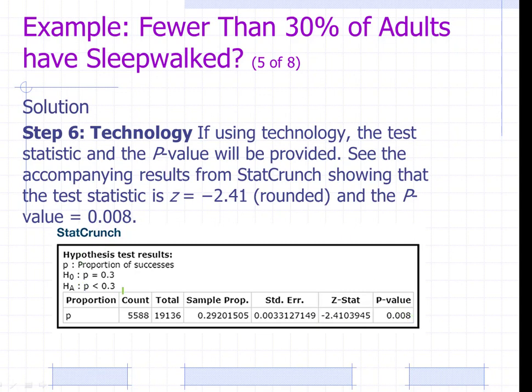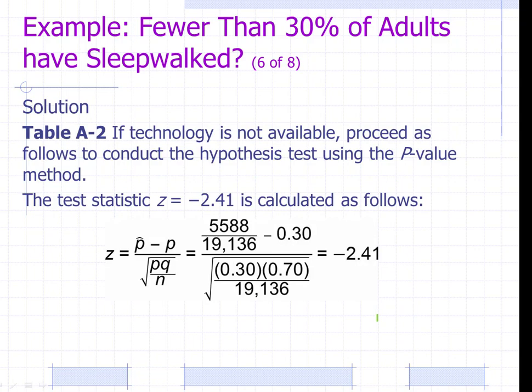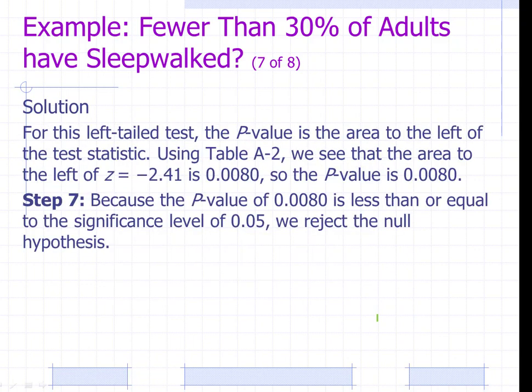And when we went to StatCrunch, we made sure that our alternative hypothesis was a less than. In StatCrunch, when you put the number in your null hypothesis, the same number populates your alternative. But you need to make sure that the sign between is correct. Okay, think about what a p-value of 0.008 means. Because 0.008 is less than or equal to the significance level of 0.05, we reject the null hypothesis.